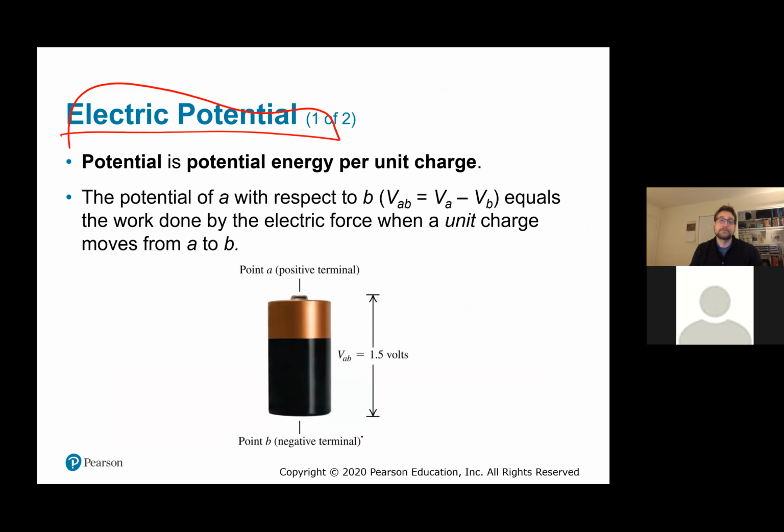Okay, so let's define potential per charge, scaled by what charge it is that's experiencing the electric potential energy environment as set up by the other charges in the vicinity. The symbol we use for electric potential is a capital V.